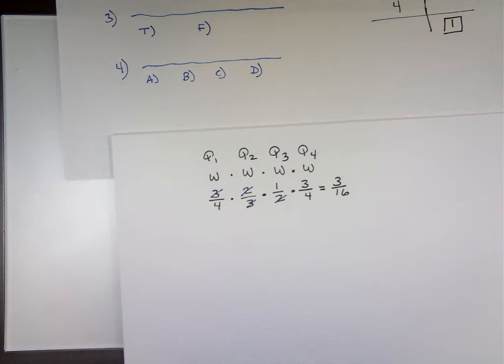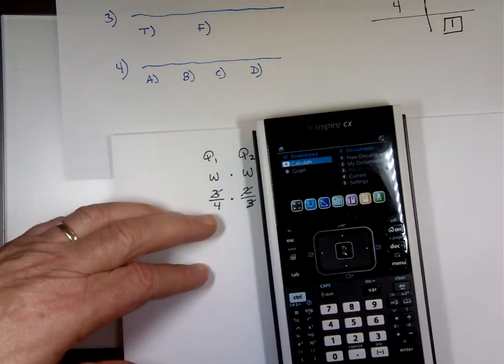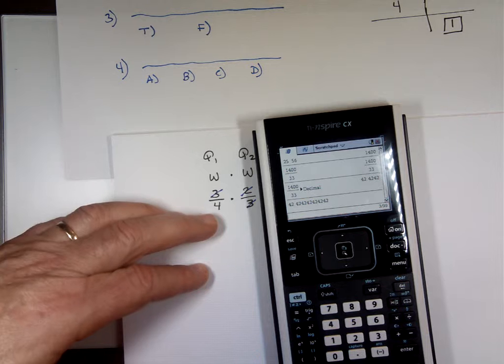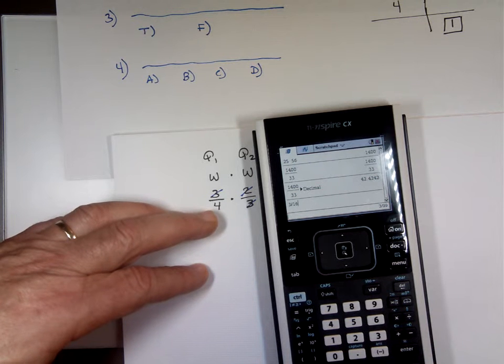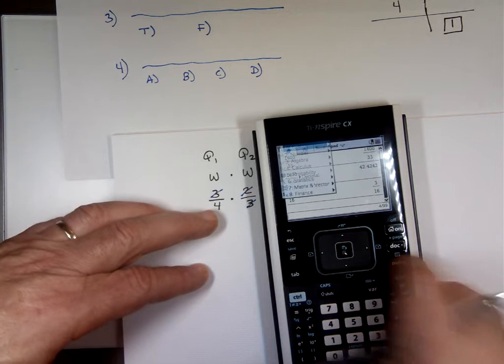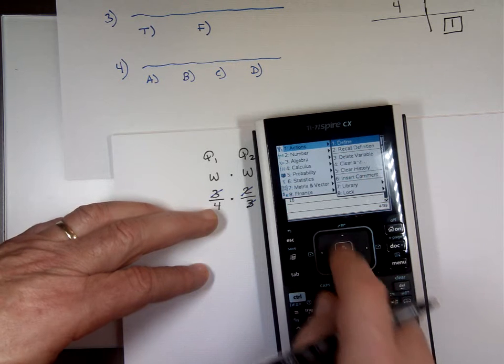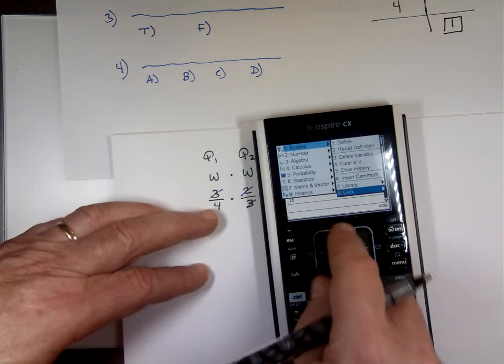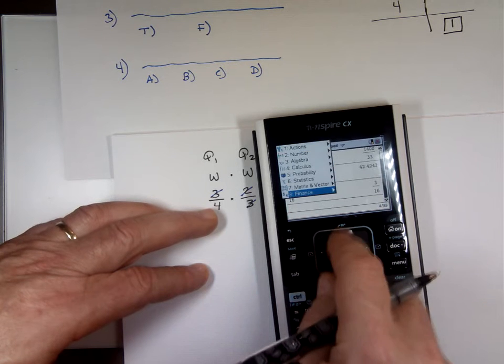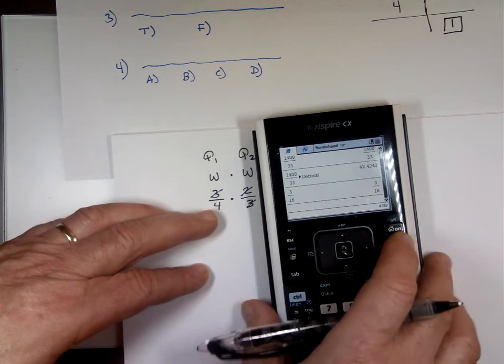Let's see what 3 out of 16 is on my calculator. Clear everything. 3 divided by 16 equals 3 over 16. Very good. Go back. 0.19. Yeah, 3 divided by 16.